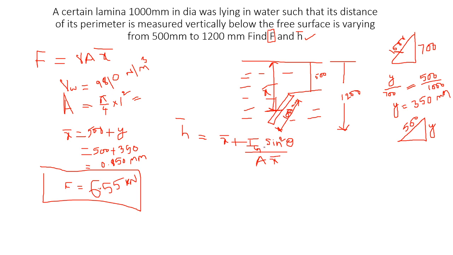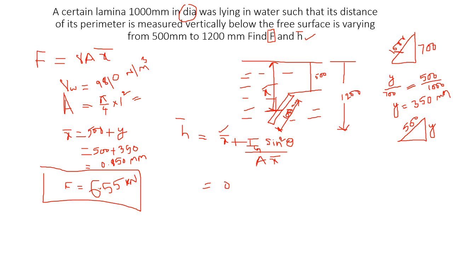Here you should submit all those things. You know X bar, you know I. How do you find? How do you substitute? This is a circular plate. He has given the diameter, which means I will write everything here.